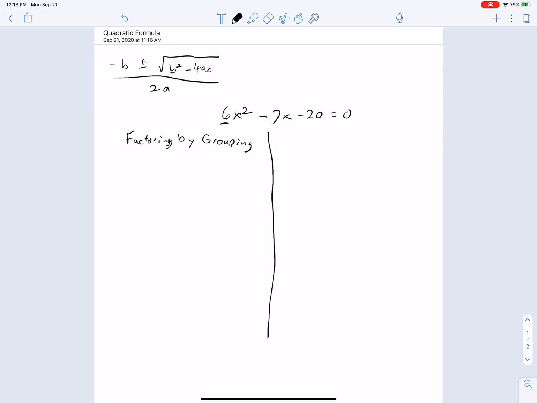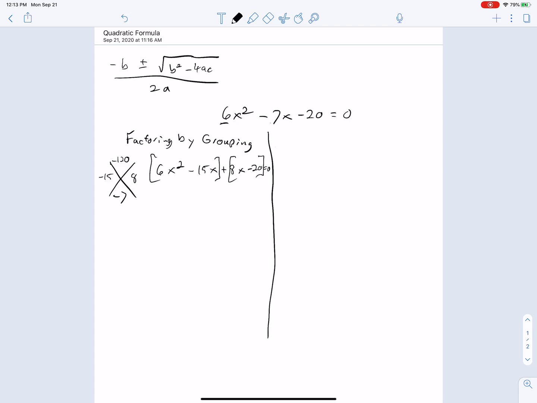So we can start by using our x, and we know that a has 6 and c has negative 20. When we multiply that, gives us negative 120. Our b is negative 7. So our factors are going to be negative 15 and 8. So we can input those, and we get 6x squared minus 15x plus 8x minus 20 equals 0. And so we're going to group them like this.